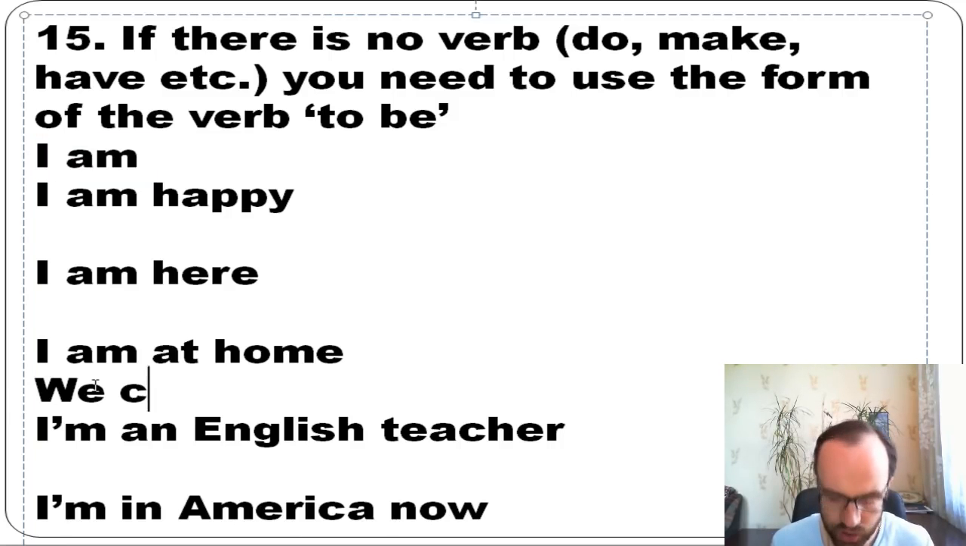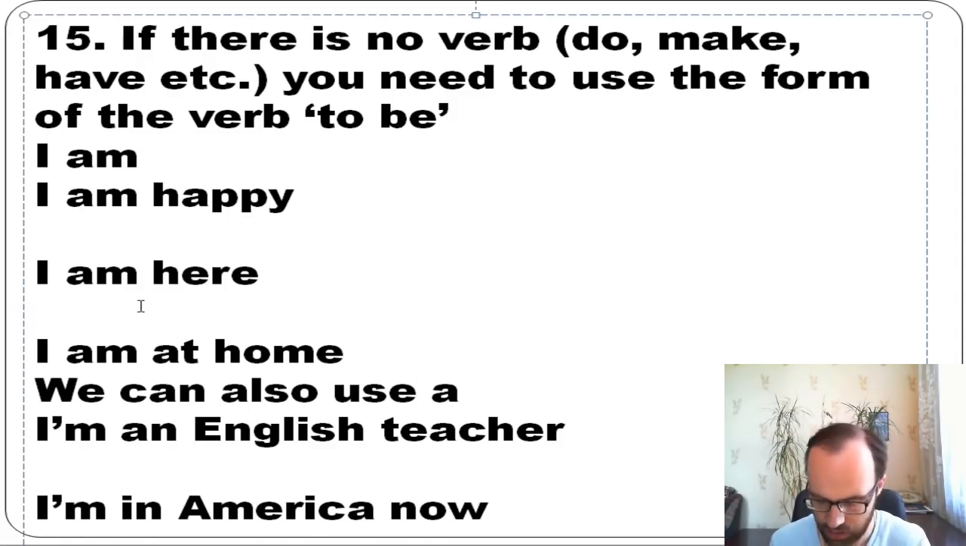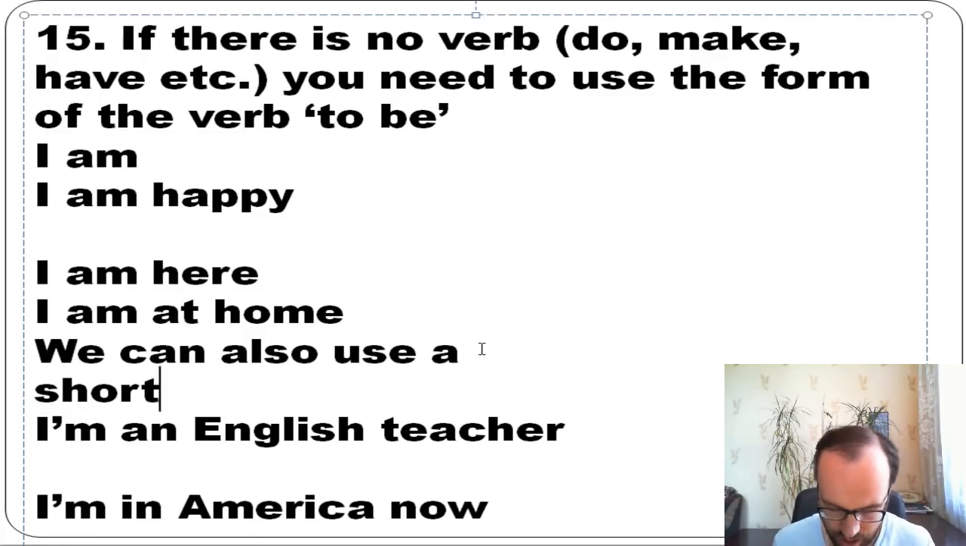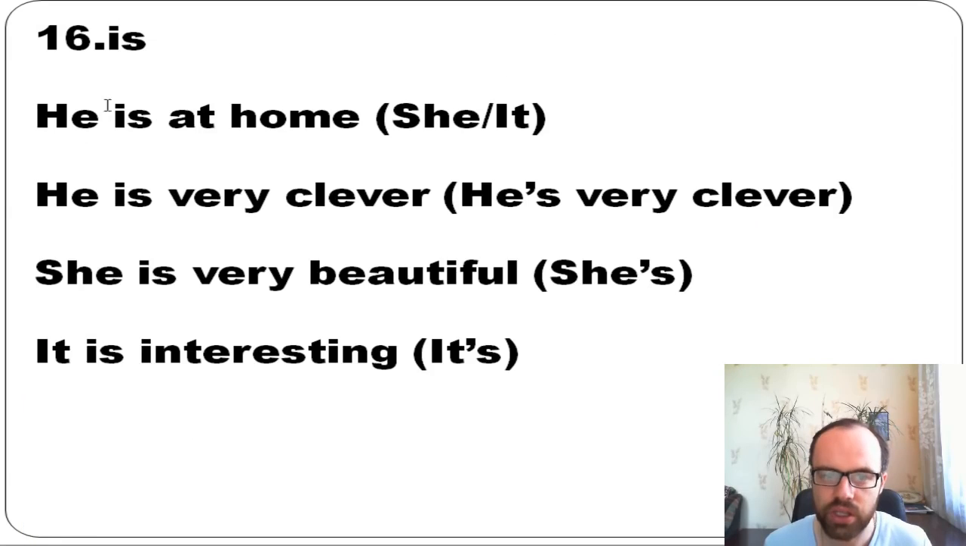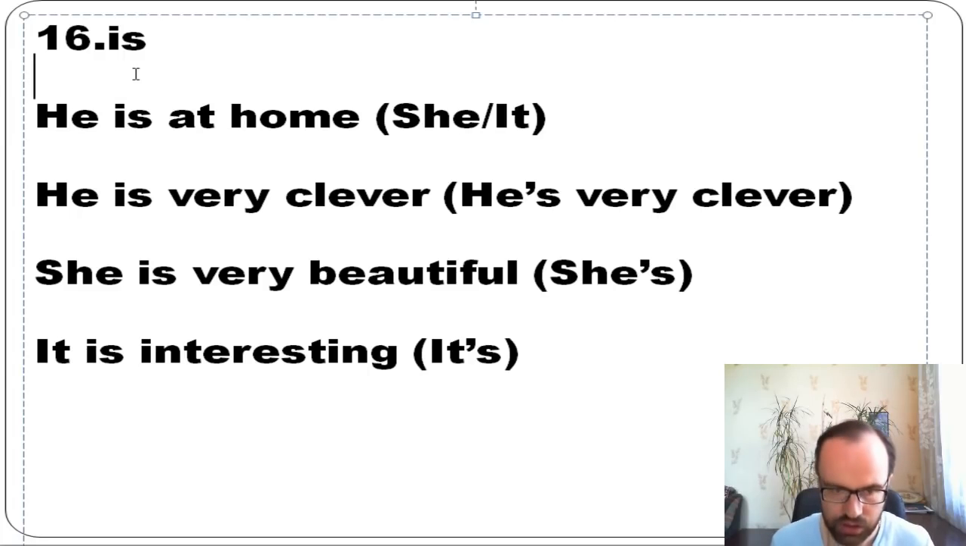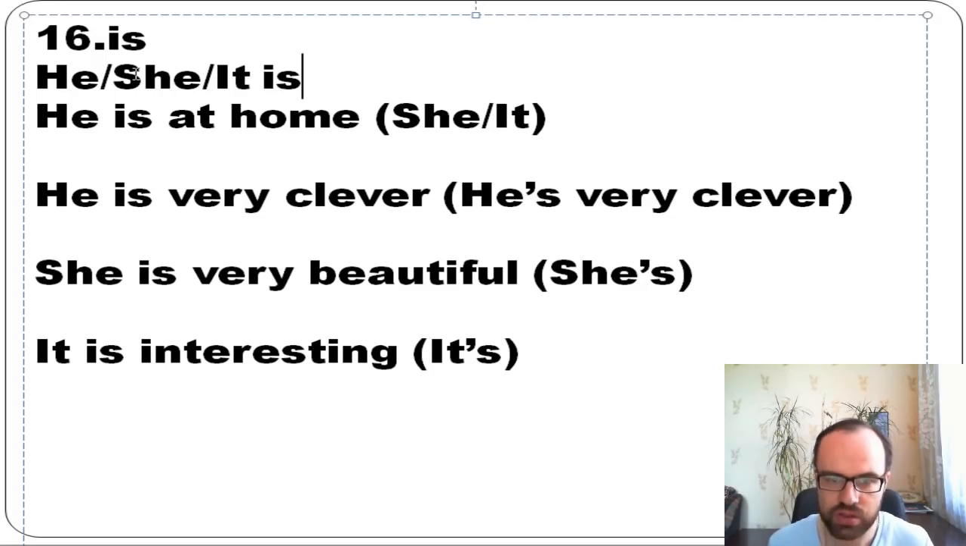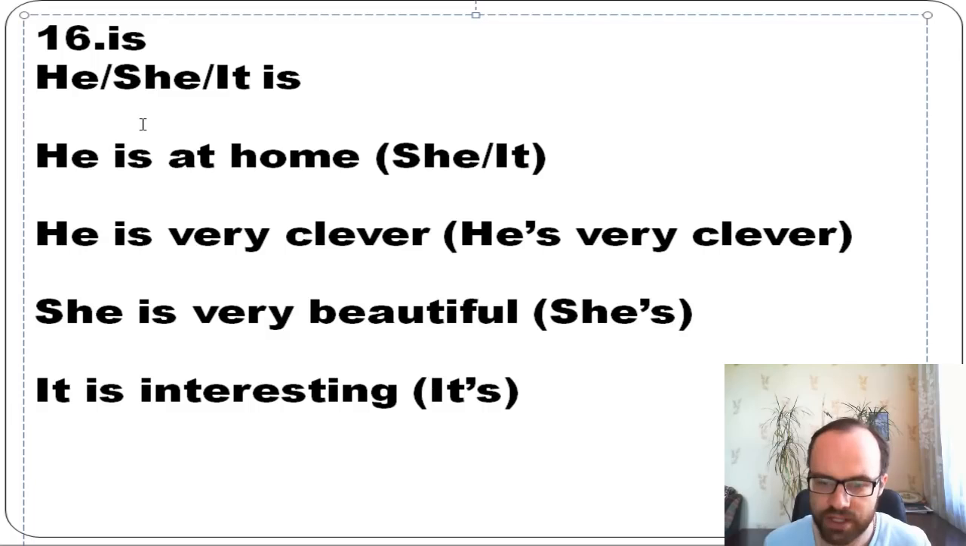We can also use a short form. I'm. It's a short form. I'm an English teacher. I'm in America now. Okay. If you have he, she, it, you use is. For example, he is at home, she is at home, it is at home.